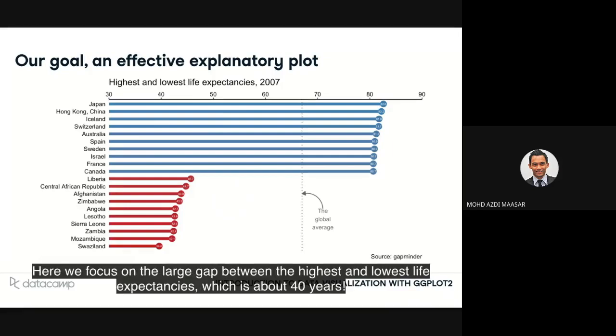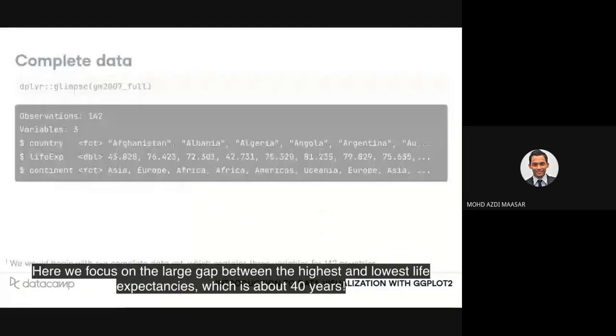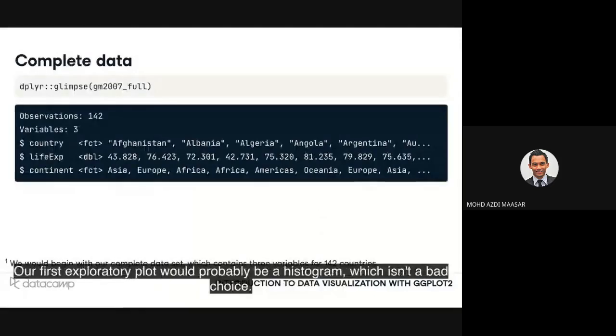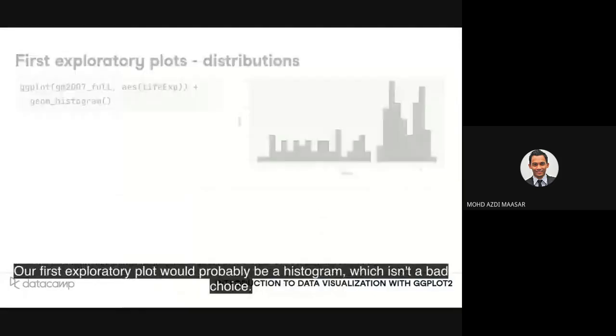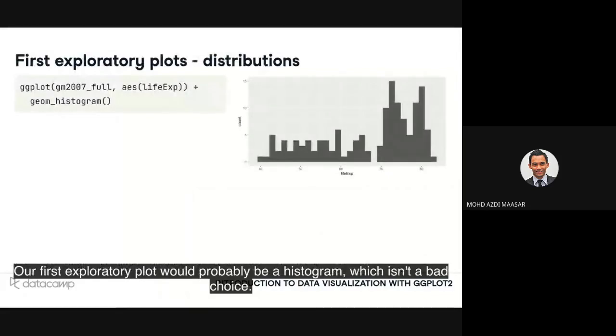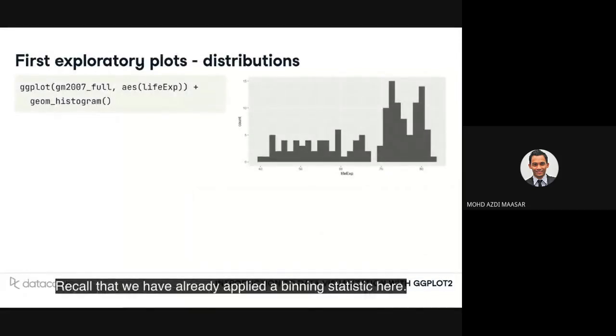Here, we focus on the large gap between the highest and lowest life expectancies, which is about 40 years. We would begin with our complete dataset, which contains 3 variables for 142 countries. Our first exploratory plot would probably be a histogram, which isn't a bad choice. Recall that we have already applied a binning statistic here.